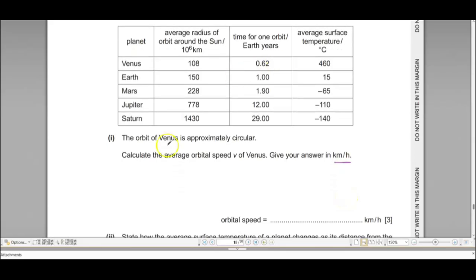Okay. So the orbital speed can easily be found by s = d over t, and the d being 2πr, because they've told us that the orbit of Venus is circular. So 2πr over t. So what do we have over here? 2π, and the radius for Venus is 108 × 10^6.